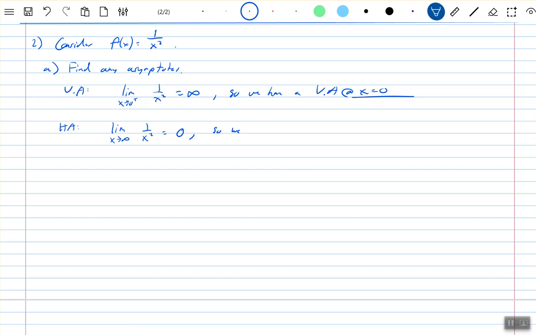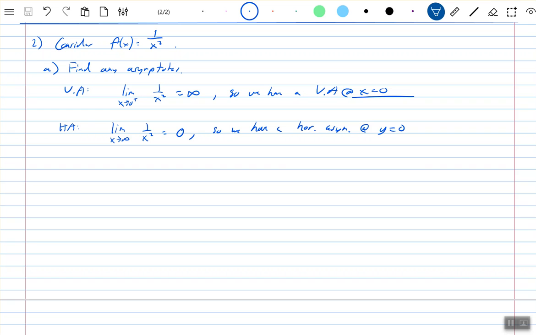So we have a horizontal asymptote at y is equal to 0. That means on the x-axis, y is equal to 0, we have a horizontal asymptote for this function. And at the y-axis, that straight vertical line, we actually have a vertical asymptote.